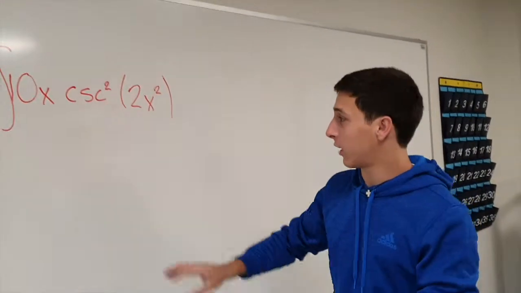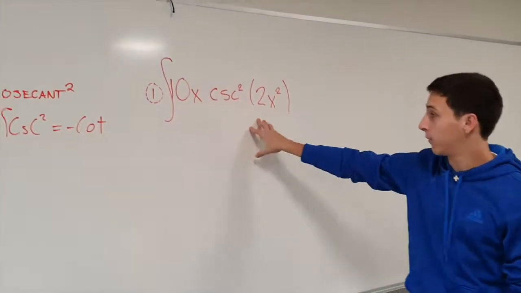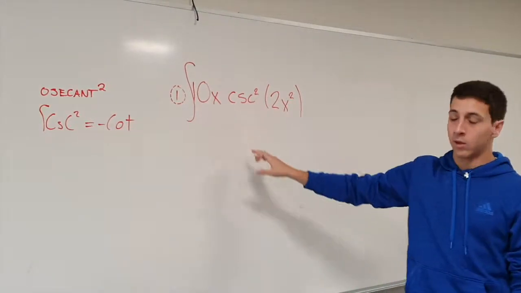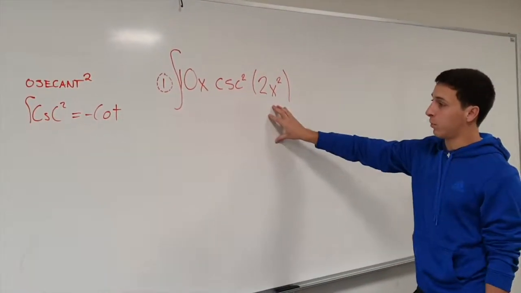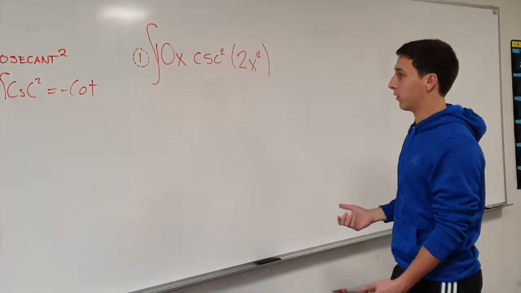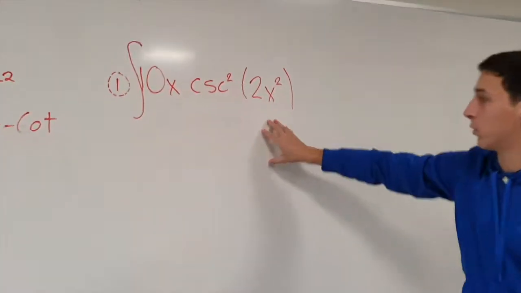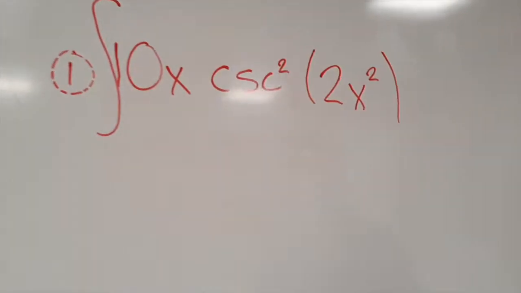Hello, I'm Patricio Marcos. I will be explaining how to get the antiderivative of a cosecant squared. This is an easy example, so we can later on make a more difficult example. This is just a simple example to know how to get the antiderivative of a cosecant squared.